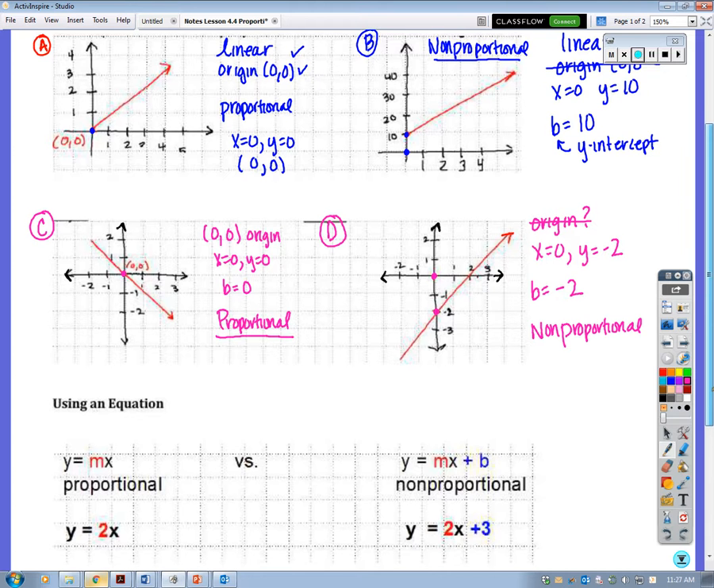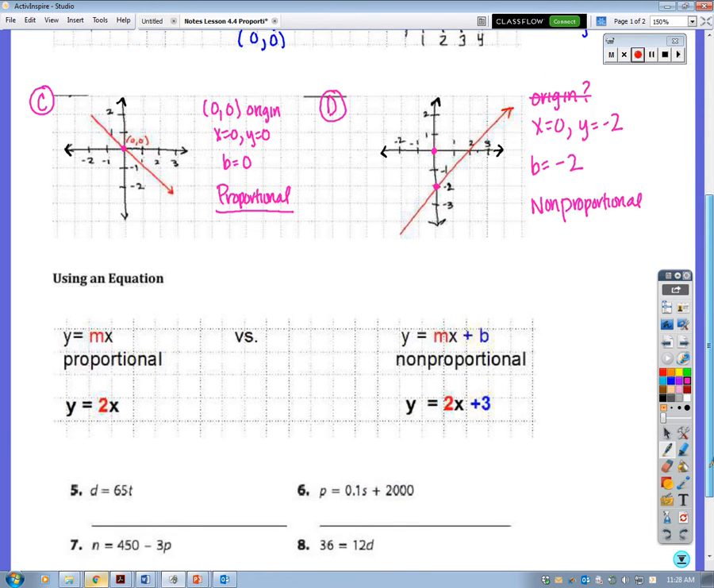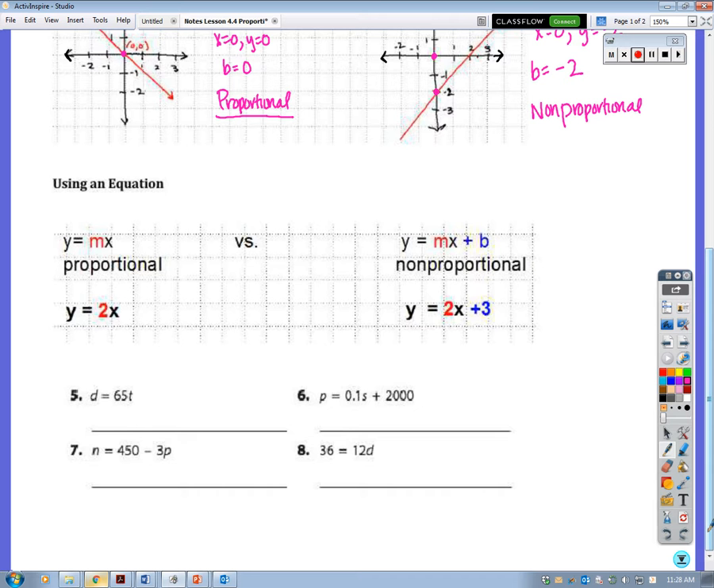All right, so that's graphs. We're going to go ahead and slide on down here to equations. And so what we have with equations is we've got two formats here. This very first one we've got is our slope form, where we have m for slope, versus our slope-intercept form, which has slope but also has that y-intercept. And that y-intercept is what tells us it is not proportional.